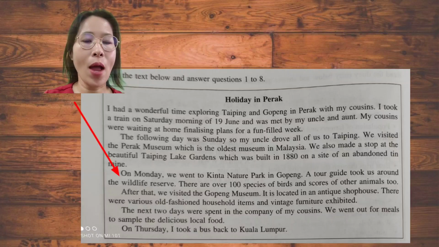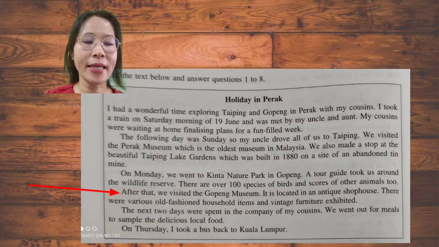Now let's move on to the third paragraph. On Monday, we went to Kinta Nature Park in Gopeng. A tour guide took us around the wildlife reserve. There are over 100 species of birds and scores of other animals too. Okay, next. After that, we visited the Gopeng Museum.